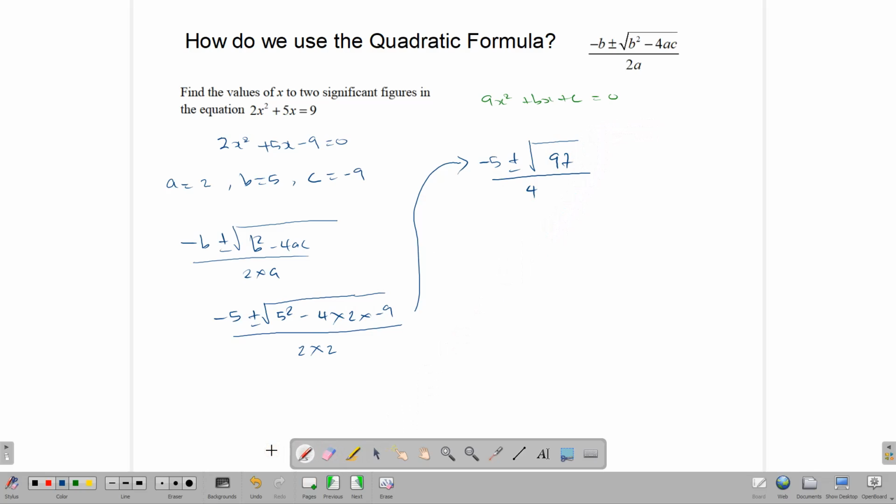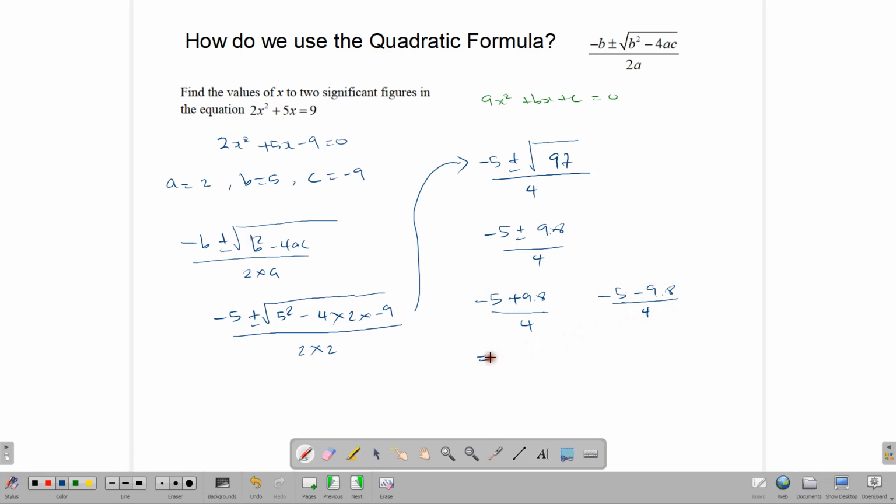The square root of 97 turns out to be 9.8. So we have -5 plus or minus 9.8, or 9.84. It's actually 9.8 over 4. And we use this expression to get our two answers. So we're going to have -5 plus 9.8 over 4 and -5 minus 9.8 over 4.